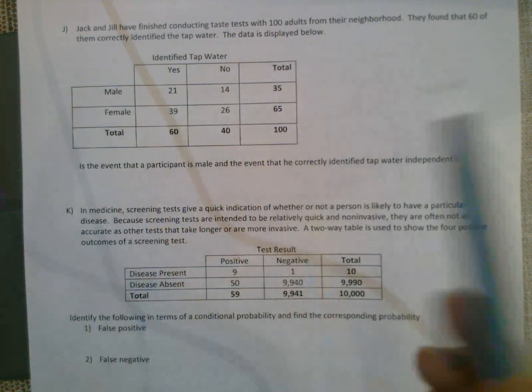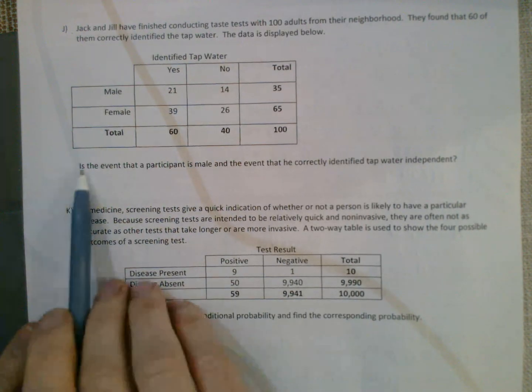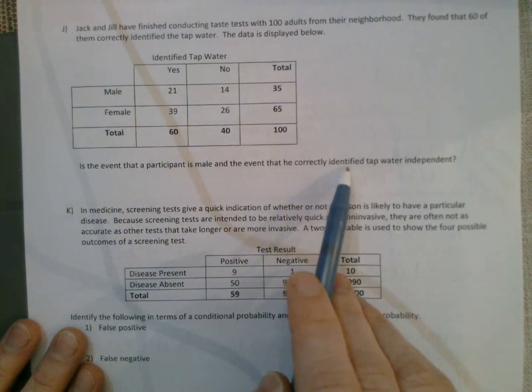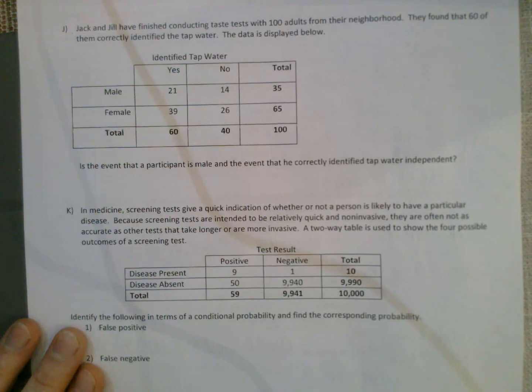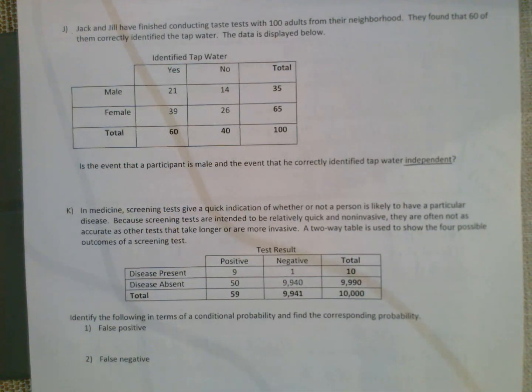Okay, this is a nice two-way table. It would be very easy for us to use it to calculate various probabilities, ands and ors and conditionals. We've been doing that lots today, okay? But instead of being asked for a probability, we are asked, is the event that a participant is male and the event that he correctly identified tap water independent? So at this point, we're being asked to prove independence. On our first day of probability, we talked about independence a little bit and how it's super, super important.